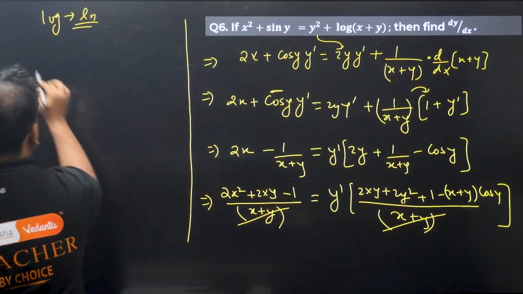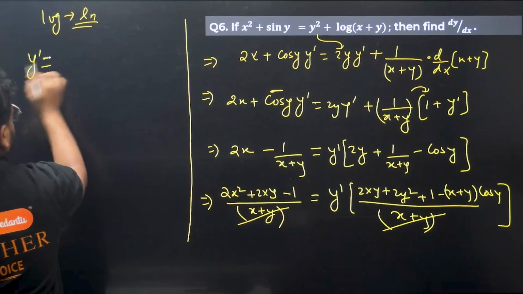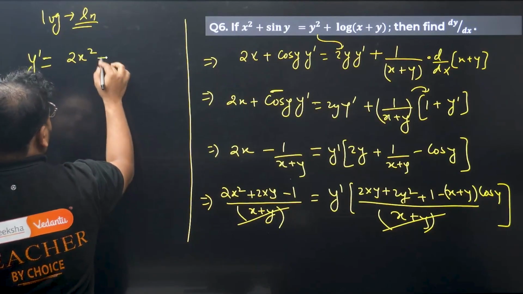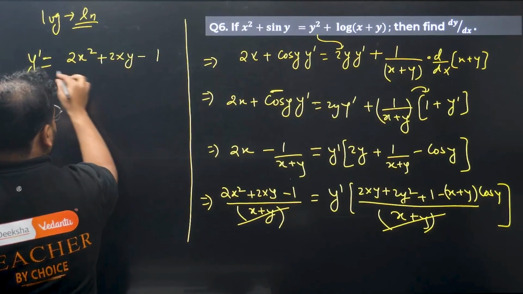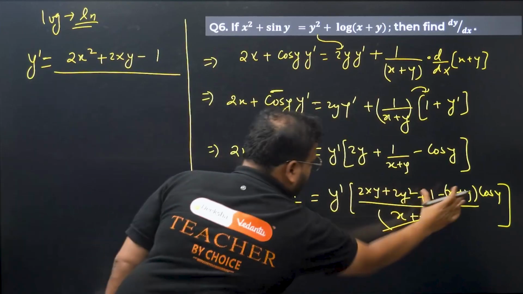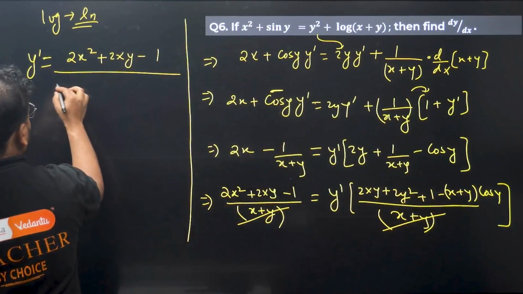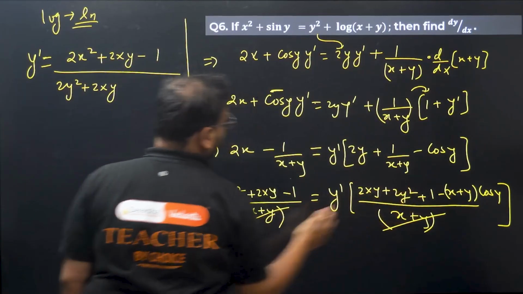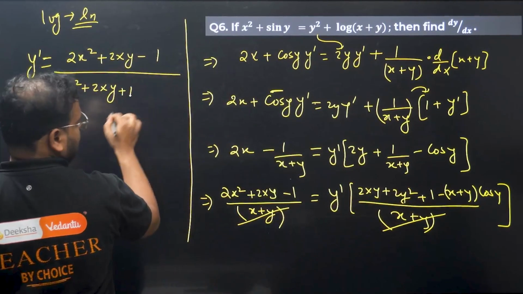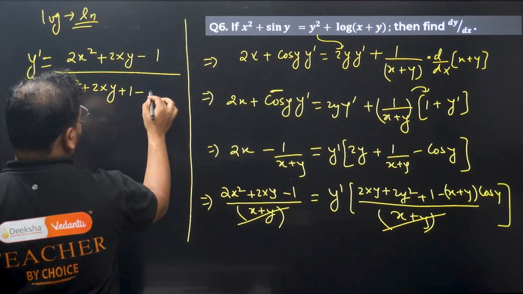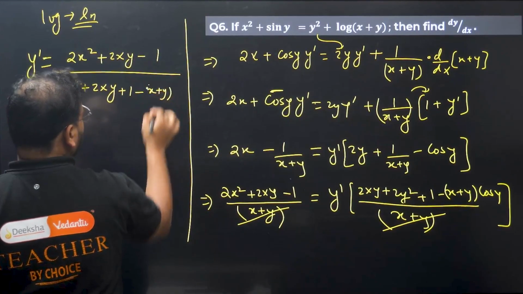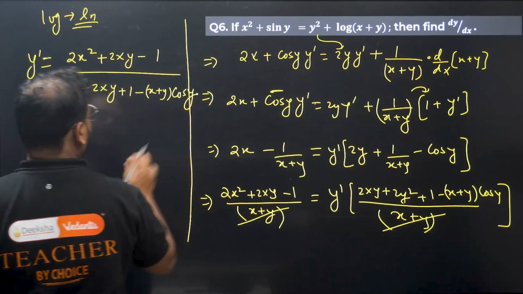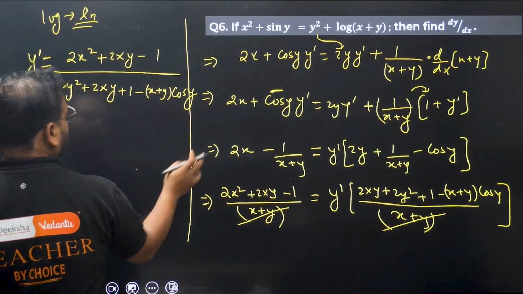I want to find the value of y dash. So my y dash will become equal to what? This number over here, 2x square plus 2xy minus 1 divided by this whole numerator on this side. Same thing. So we have over here 2y square plus 2xy, the first two terms. Then we have plus 1 and then we have minus times of x plus y cos y.